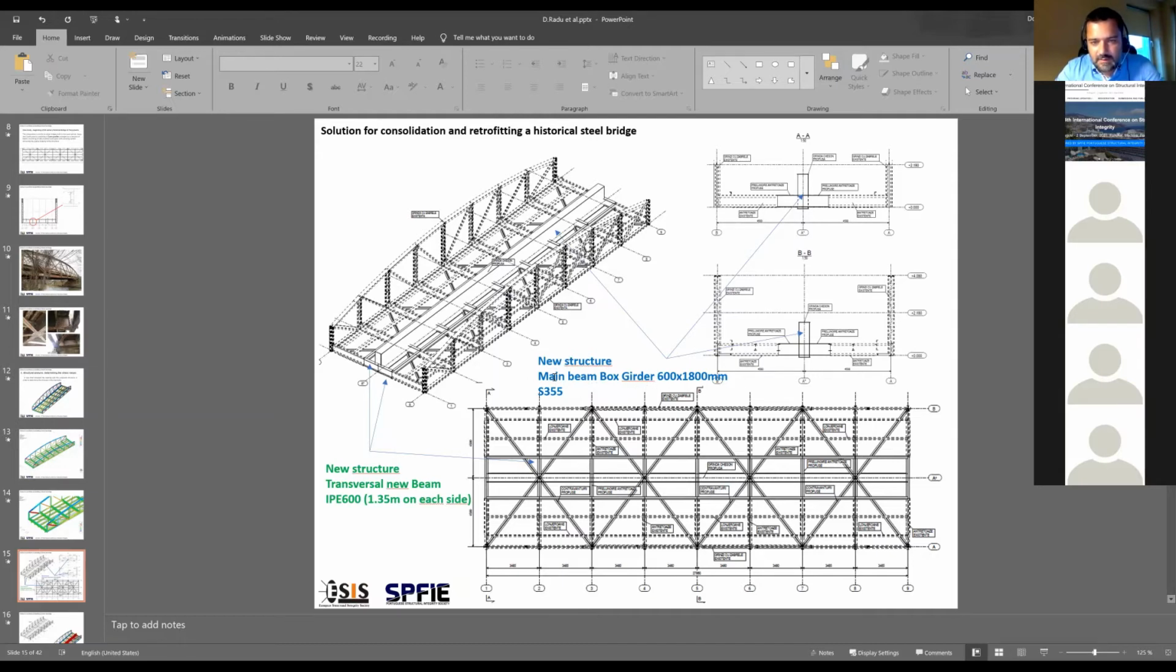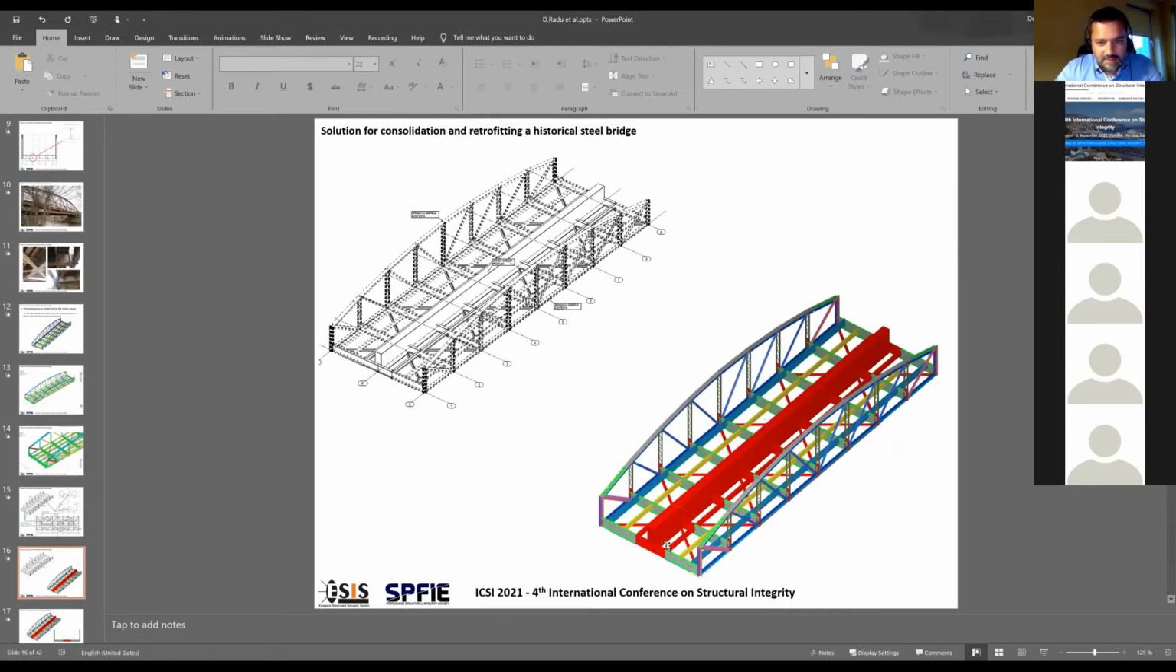So it is a box girder of 600 millimeters by 1.1 meter, 1,100 millimeters height. And of course, it will be needed also some elements, transversal elements that will be connected with the existing structure through bolts, so through a bolted joint. Here it can be seen also better with the analysis software.